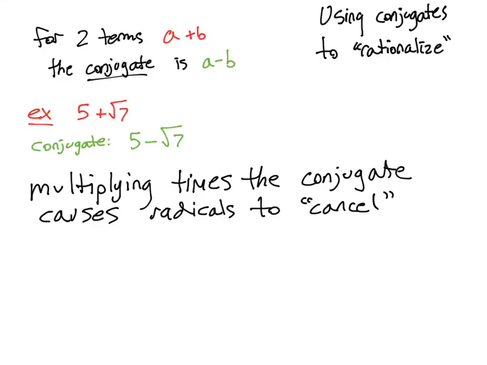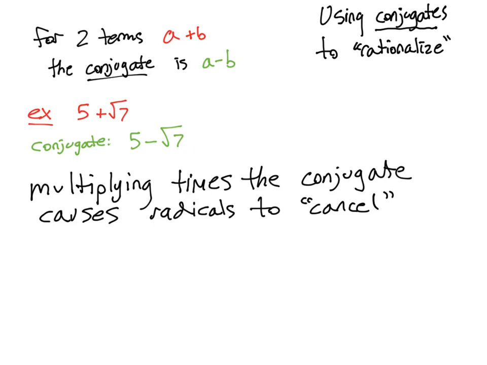Hey there, this video is going to introduce us to what is called the conjugate of a pair of terms. This is a technique that we use when we're dealing with radicals, square roots, as a way to get these square roots to cancel out.